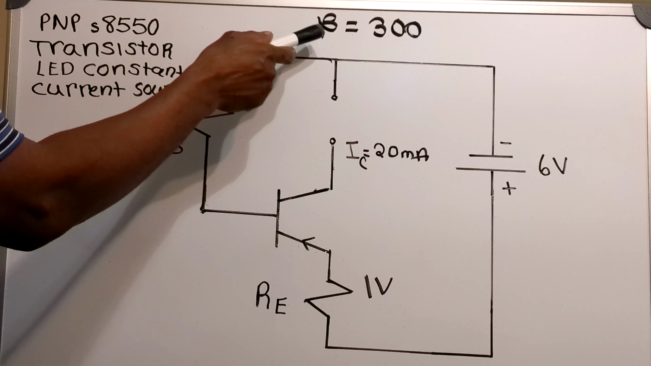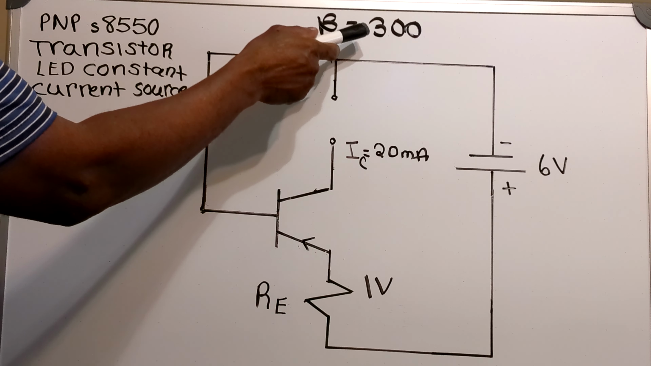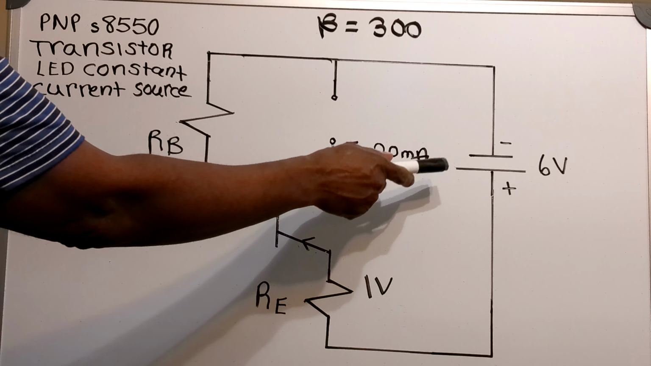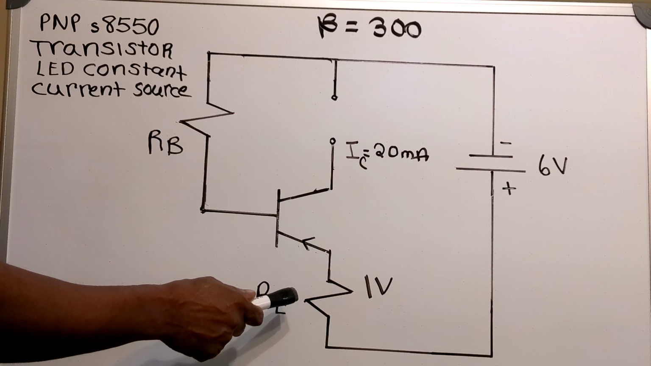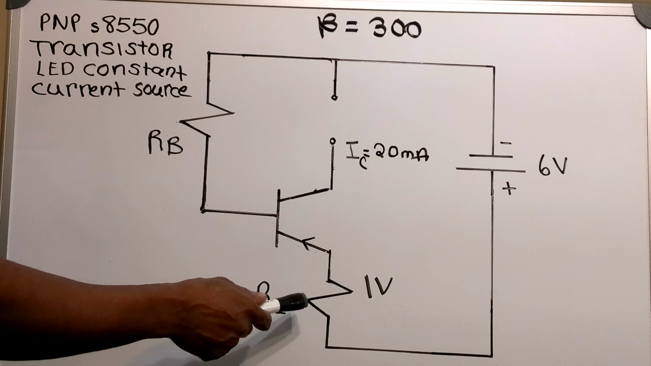The beta of the transistor equals 300, and I will be using a 6-volt source. Now what I'm going to do right now is calculate the value of the emitter resistor.